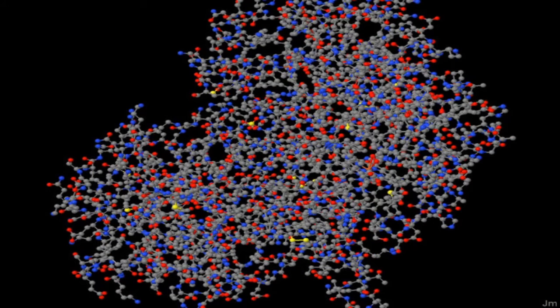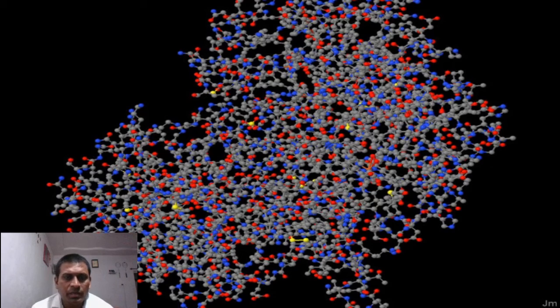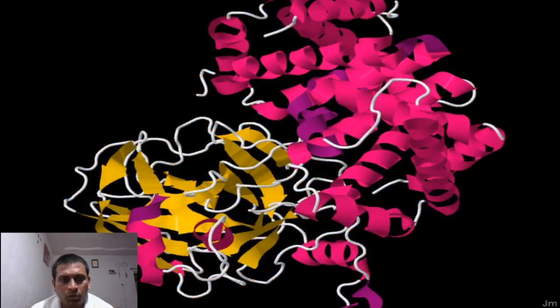Hello, namaste. Myself Srikanth Kalane. This is a structure of hemoglobin downloaded from the Protein Data Bank. Here this is a structure of hemoglobin in the cartoon style.